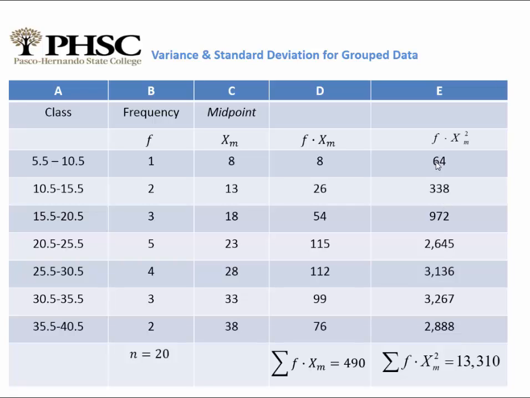So how do we get 64? We square 8, which is 64, times 1 is 64. We square 13 times 2 is 338. We square 18 times 3, we get 972, and that's how we get these values.